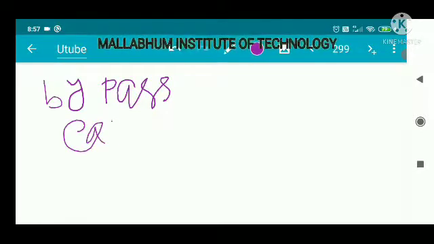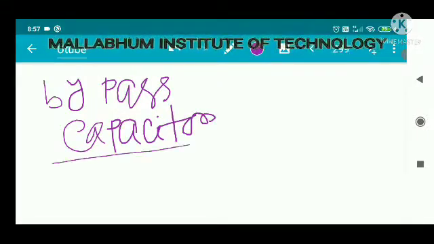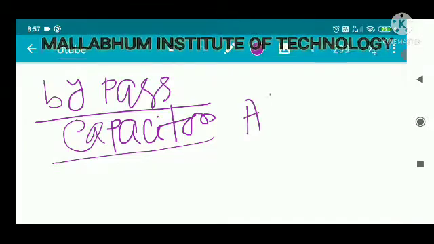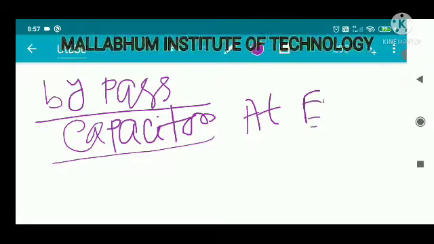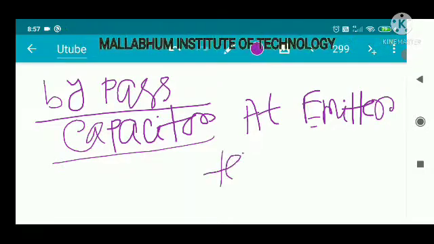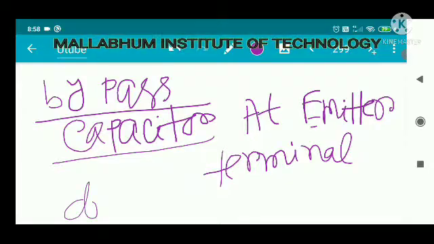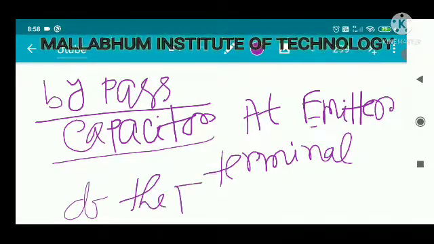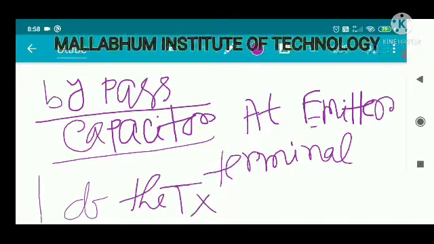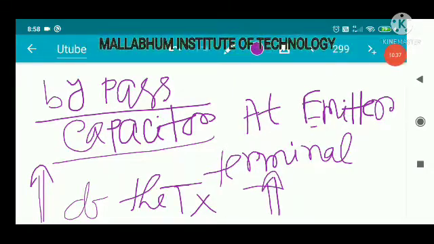That is called the bypass capacitor. The bypass capacitor is used to bypass the emitter resistance. Bypass capacitor at the emitter terminal of the transistor. That will solve all the problems. Okay, hope you understand this.